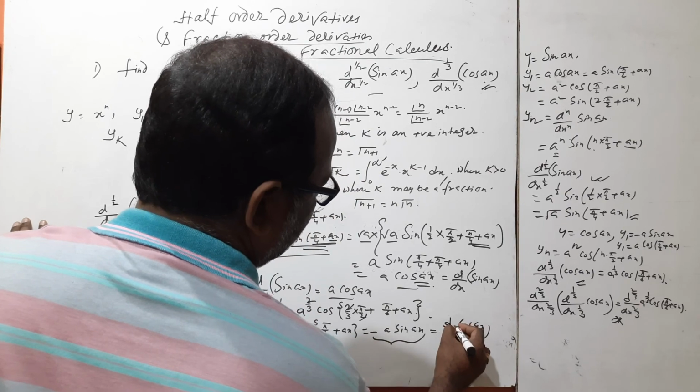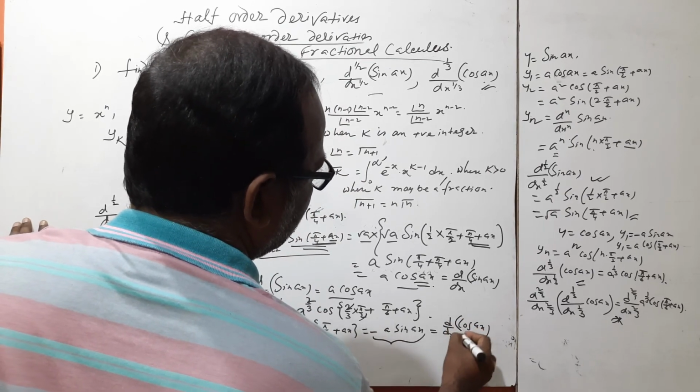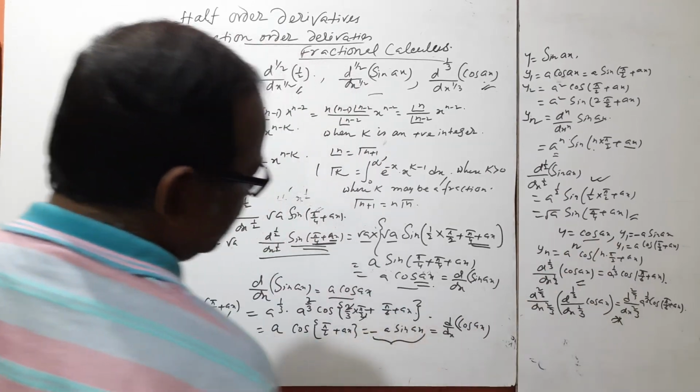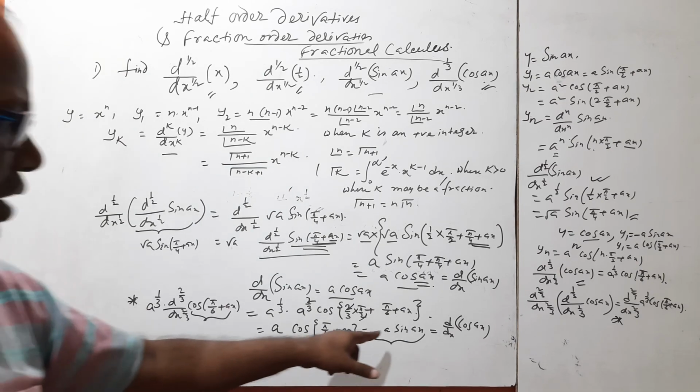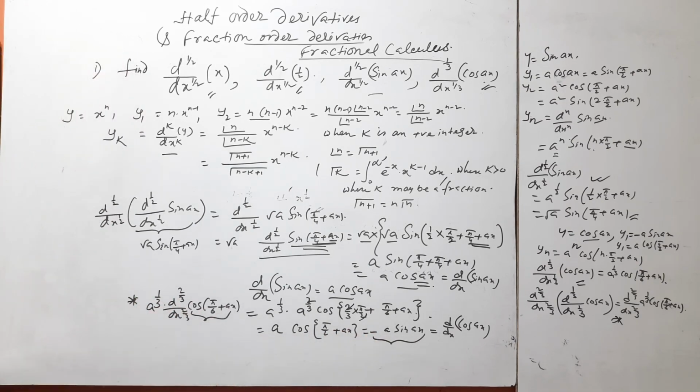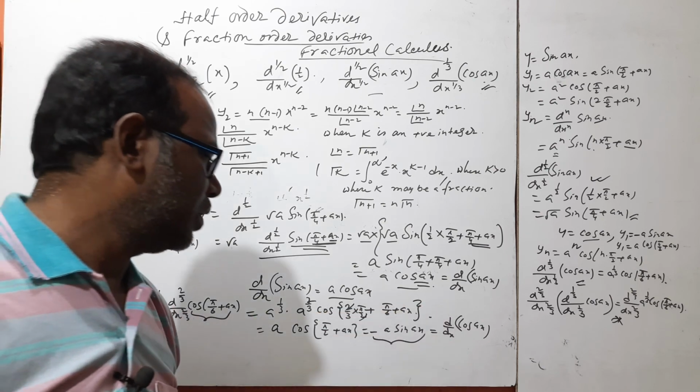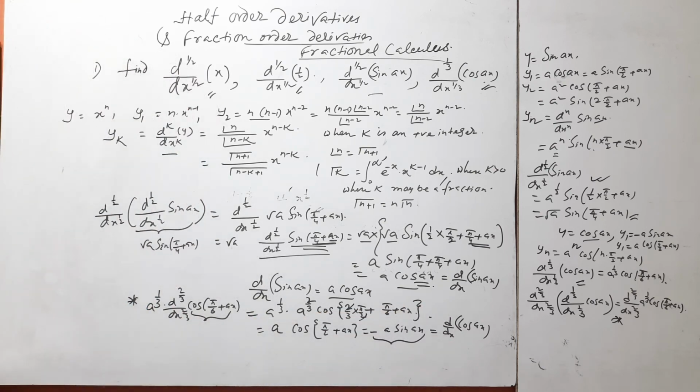See? So this is d/dx of cos x, actually minus a sine x. So the theorem is proved. If we differentiate in fractional order, it also holds for the linear order. So the theorem is proved. Okay, thank you for watching my video.